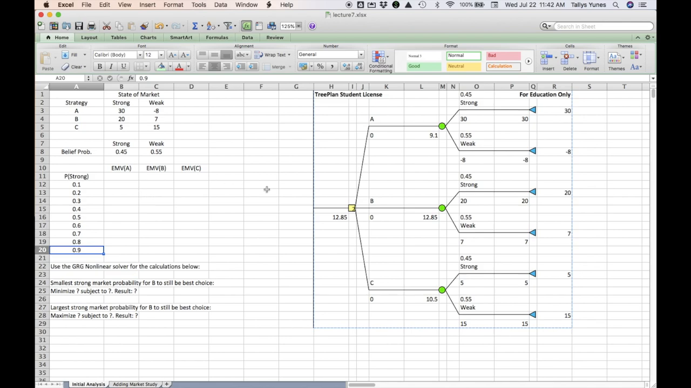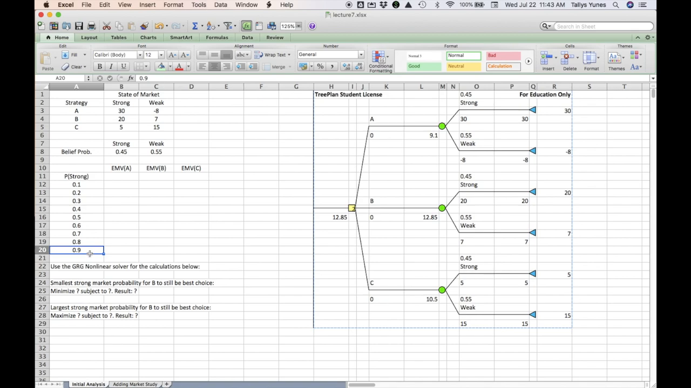And I can do that by, well, I could record these numbers, right? At 45%, the EMV for A is 9.1 million. The EMV, the expected monetary value for B, is 1285. And the EMV for C is 10.5 million. So I'd like to record how these three numbers will change as I change this value 0.45 between 0.1 and 0.9 in increments of 0.1 or 10%.